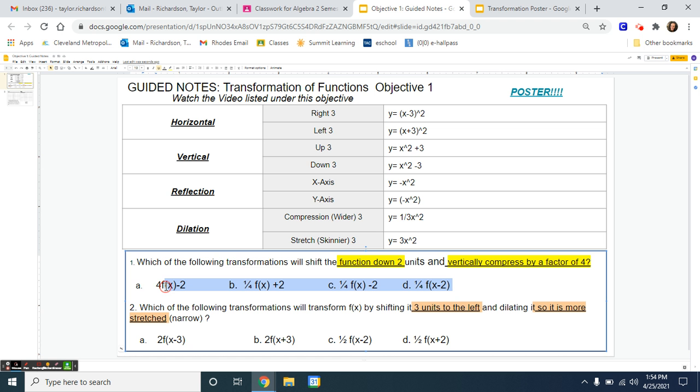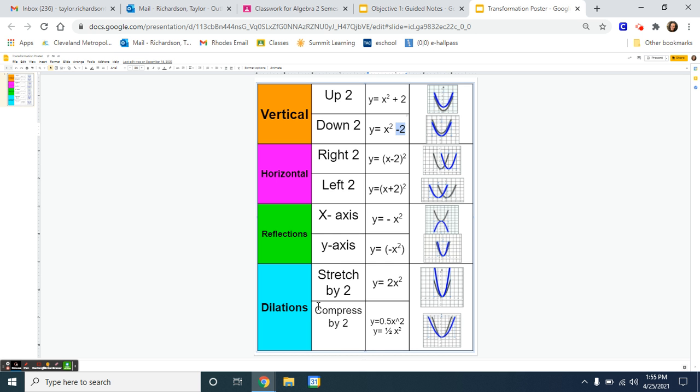So when I look here, I want to see which equations have minus 2 at the end. I know that A has a minus 2 at the end. I can see it. B is a plus 2, so that's definitely out. C has a minus 2 at the end, so that's a potential answer of mine. And then D, the minus 2 is actually in parentheses, which means left or right. So that is not my answer. Okay, so it's either A or C. Next, it has to also be compressing by a factor of 4. Okay, if we go back and find compress, remember, compress has to be a fraction or decimal.